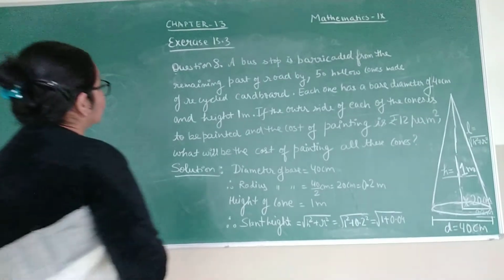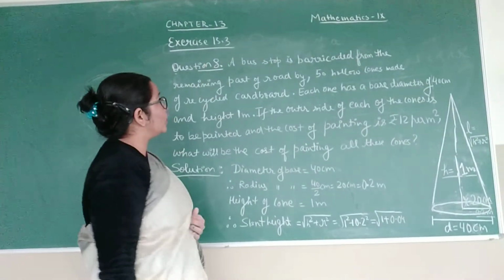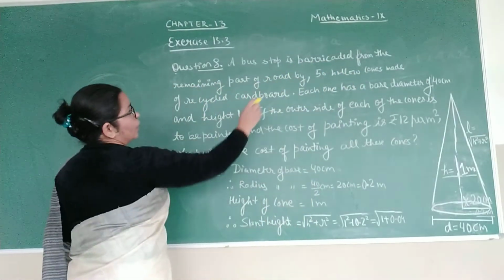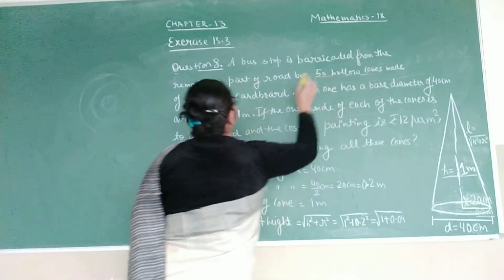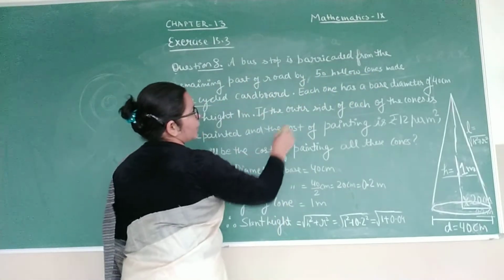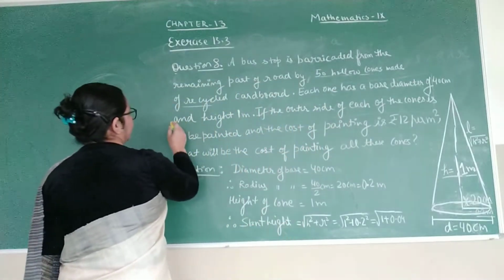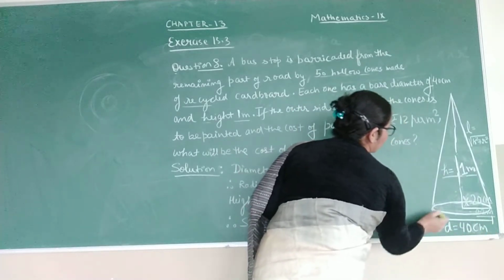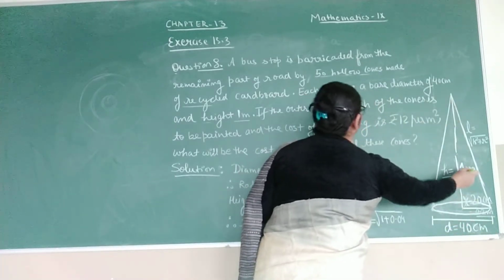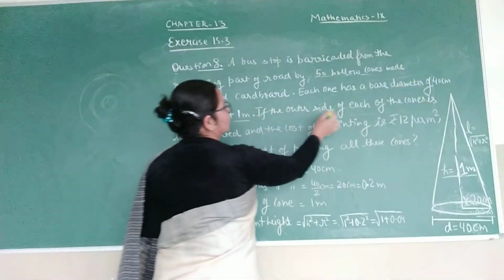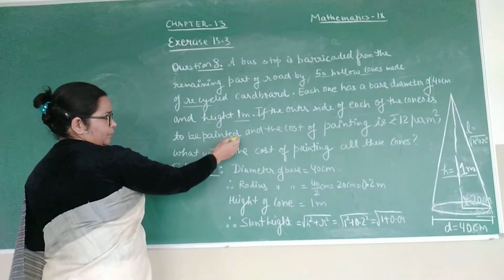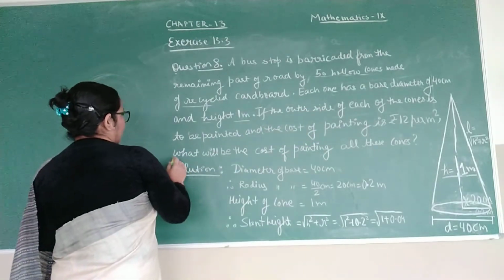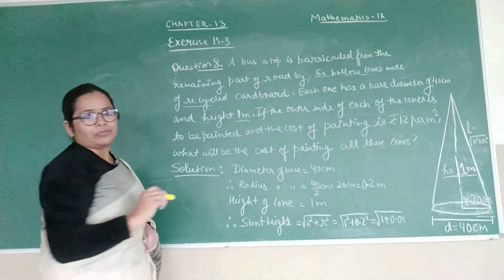So let us try to solve this question number 8 of exercise 13.1. It says that a bus stop is barricaded from the remaining part of the road by 50 hollow cones made of recycled cardboard. Each one has a base diameter of 40 centimeter and height 1 meter. So the base diameter is 40 and the vertical height is 1 meter. If the outer side of each cone is to be painted, the cost of painting is rupees 12 per meter square. What will be the cost of painting all these 50 cones?